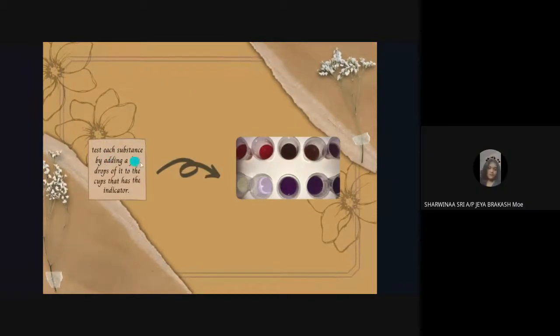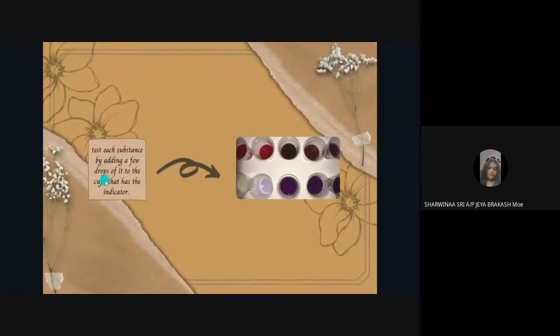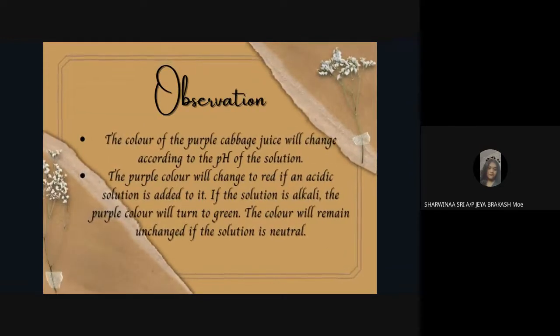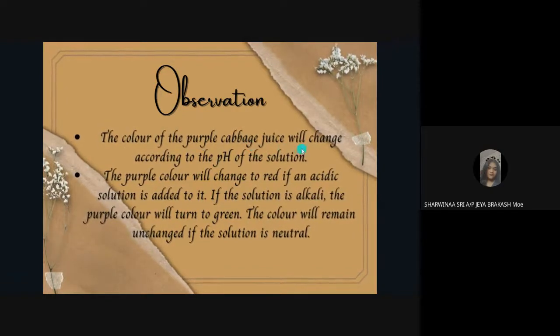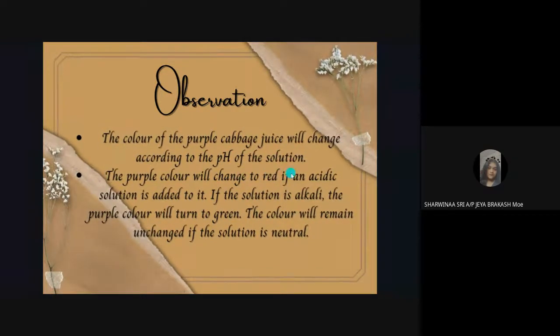And now test the substance by adding a few drops of it to the cups that have indicator. And this is what we know in the experiment while observing it. First, the color of the purple cabbage juice will change according to the pH of the solution.